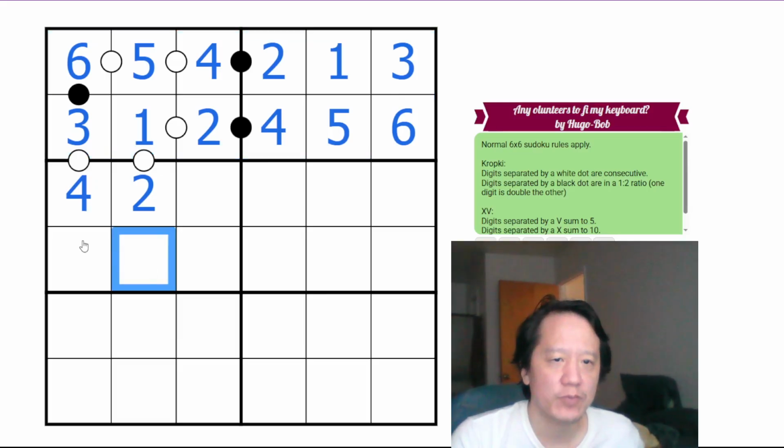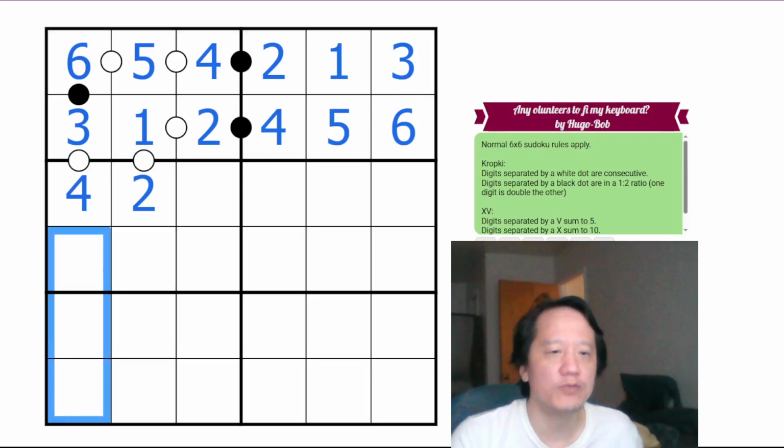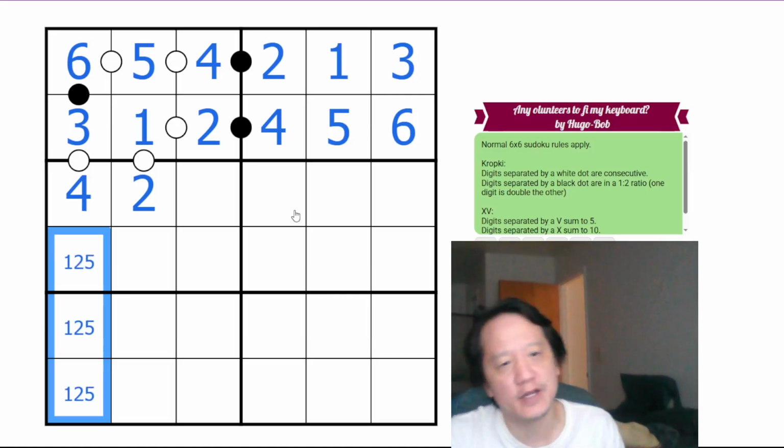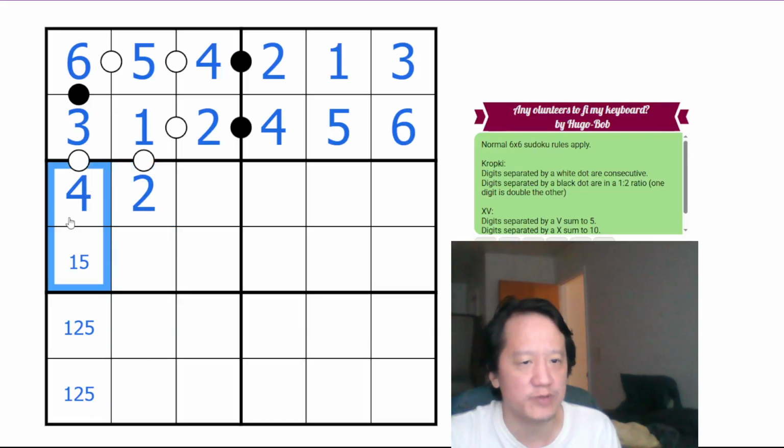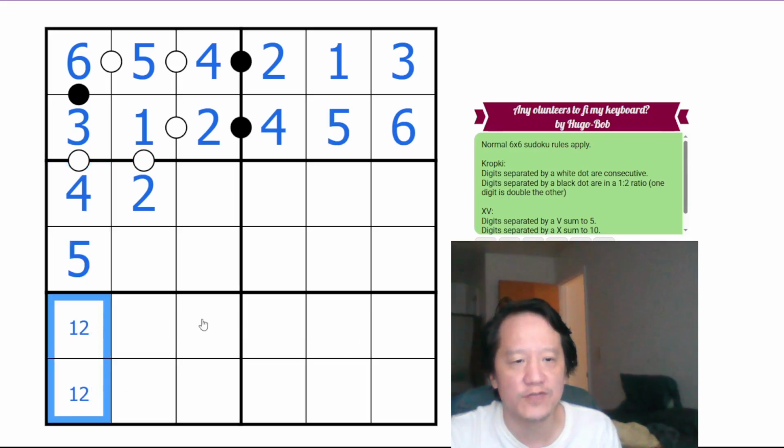Okay. In column 1, we have 1, 2, and 5 remaining. 2 can't be here because of 2 in the box. 1 can't be here because these two digits add up to 5, and there's no V between them. So this has to be 5 here, which eliminates 5 in the rest of the column.